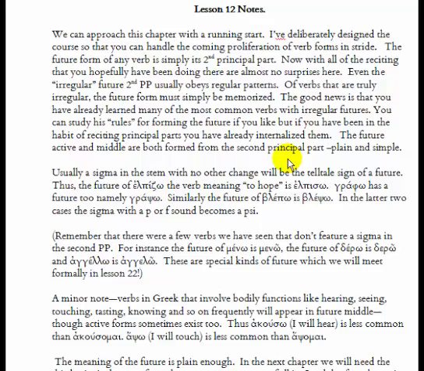And so, to make the future, we just simply fix primary endings onto luso. Luso, luseis, lusei, lusomen, lusete, lusousin. That's how we say I will loose, you will loose, he will loose, etc. So there's nothing particularly magical about it.